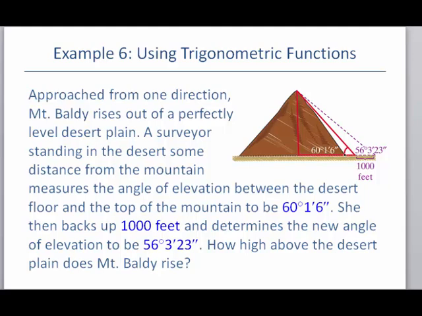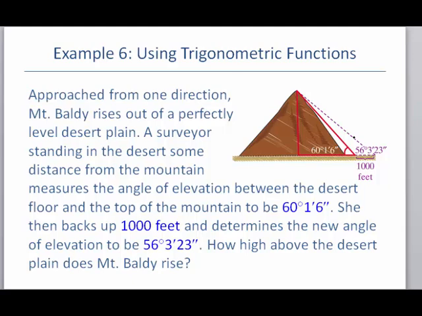We could measure the distance from the edge of the mountain to where we're standing, but measuring from the middle of the mountain to where we're standing is impossible. So that is our problem. All right, and then it says that the surveyor backs up 1,000 feet. So we back up another 1,000 feet and we take another angle of elevation to the top, and we find that to be 56 degrees, 3 minutes, and 23 seconds. The question asks us, how high above the desert plain does the mountain rise?